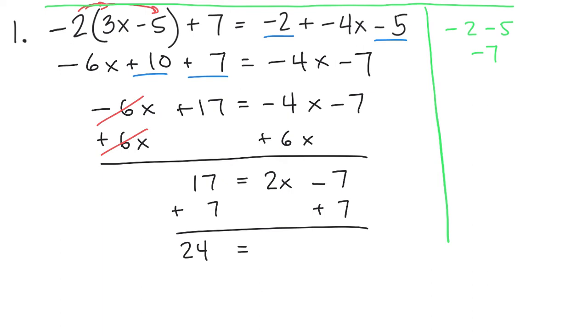That's 24 equals 2x, because my 7's will cancel out. And my last step, I have to undo the multiplication, so I'll use my division property of equality, and 12 equals x. So a lot of things to keep track of.